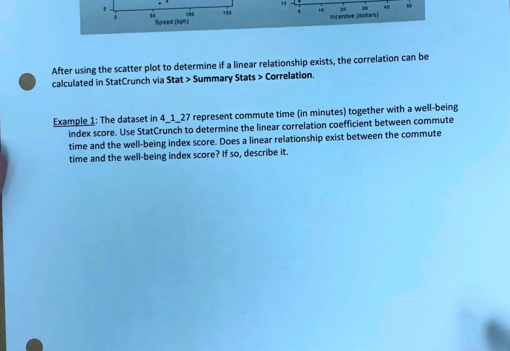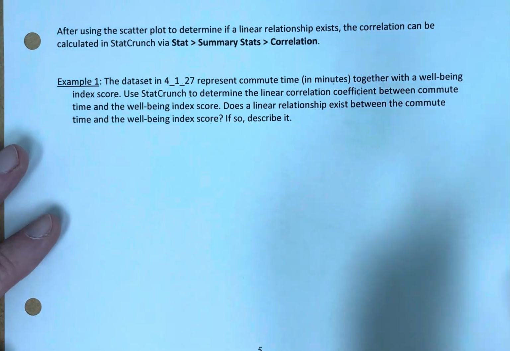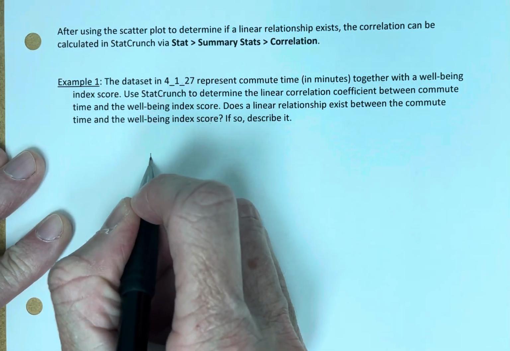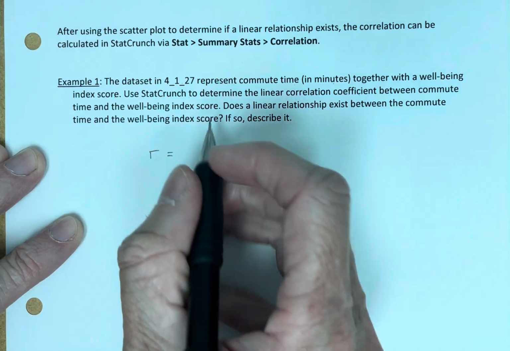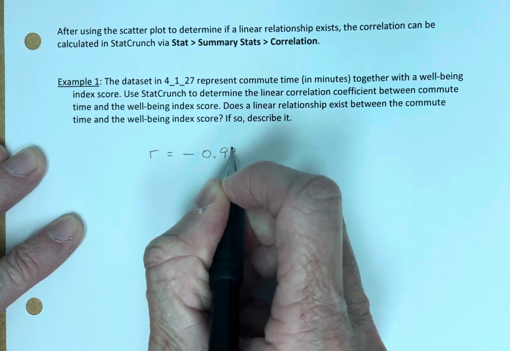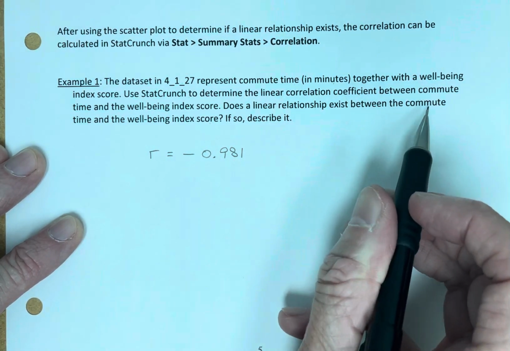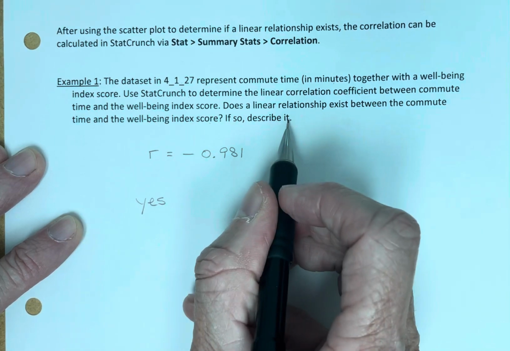Let's go back and answer our question from the example. Determine the linear correlation coefficient. We determined r, the sample linear correlation coefficient, was negative 0.981, to three decimal places. Does a linear relationship exist? Yes. If so, describe it.